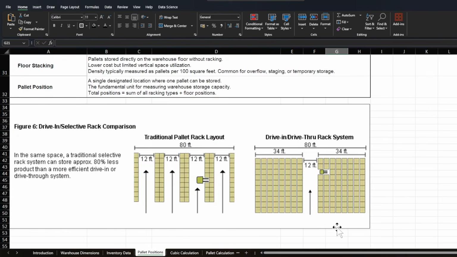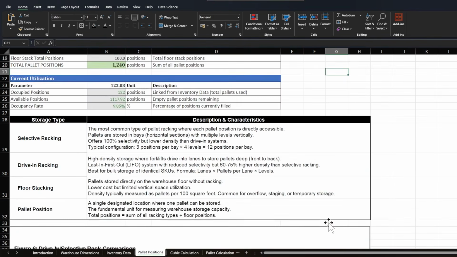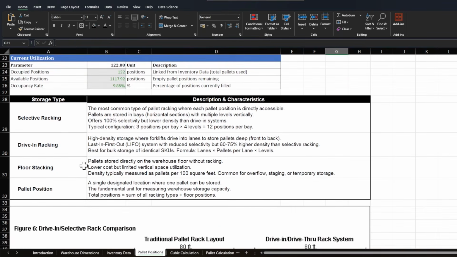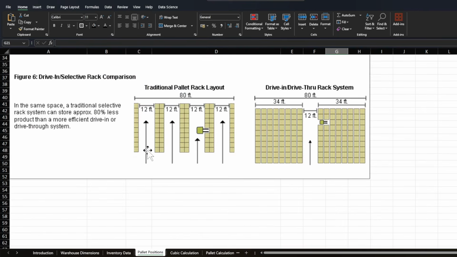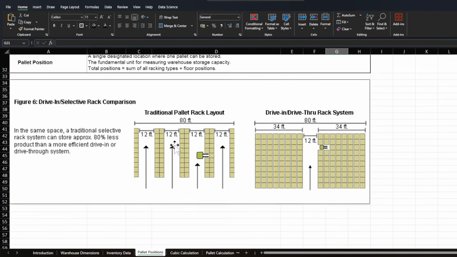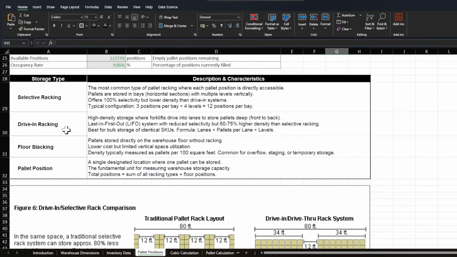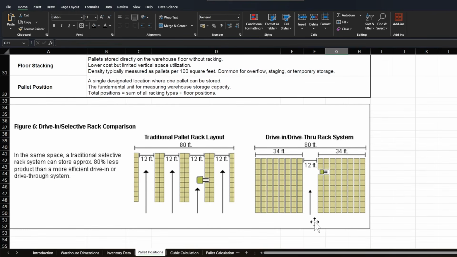So there are different types of storage areas where you can put your pallets. Okay, so let us talk about some storage types. There is selective racking, and it is most common. Here you can see this is the selective racking in which anyone can go and pick up that pallet. Then there is drive-in racking. In this racking, forklifts drive into the lanes to store pallets deep. So this is the arrangement of the drive-in and drive-through rack system. It is a high density system and it is being followed in various warehouses as well.